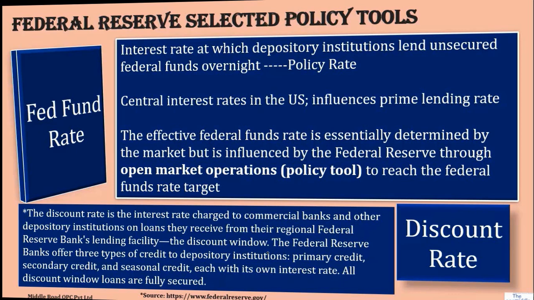Now, the open market is something which I discussed before, and you can look at it. Now, discount rate is the interest rate charged to commercial banks and other depository institutions on loans they receive from the Fed. So the Fed is going to be charging you, and that's known as the discount window.